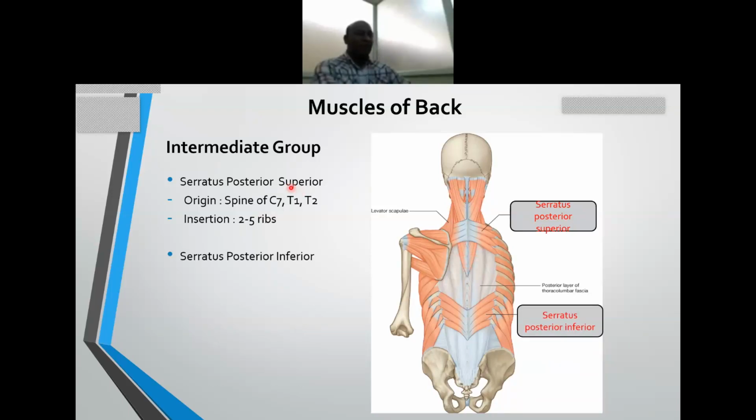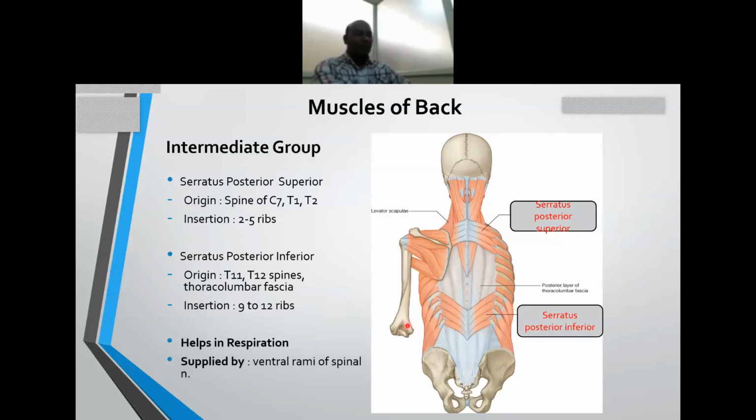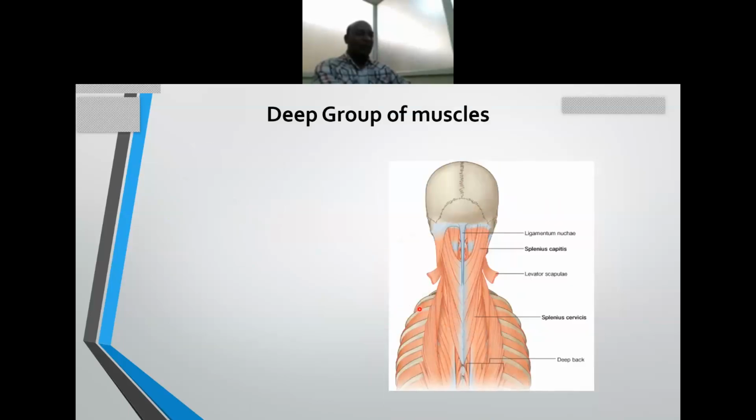Okay, so serratus posterior superior arises from the C7 to T2 spines and inserts into the ribs, second to fifth ribs. Serratus posterior inferior arises from the T11 and T12 spines and inserts into the ninth to twelfth ribs. Okay, and they are probably accessory muscles of respiration. These are also supplied by the ventral rami.